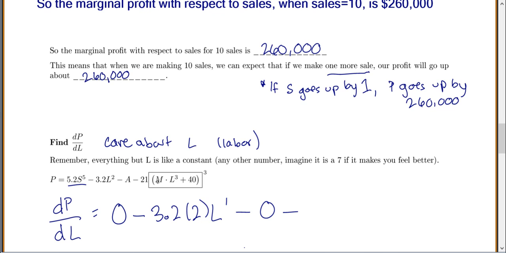Minus 21 times this m times L cubed plus 40 raised to the third. Notice I already put a box around it. That's so we can do our general power rule, or our chain rule. To do this, because it does have an L in it, we have to worry about it. You take the derivative of the outside. Remember, these are our box rules. So we'll do 21 times, and keep everything inside the box the same.